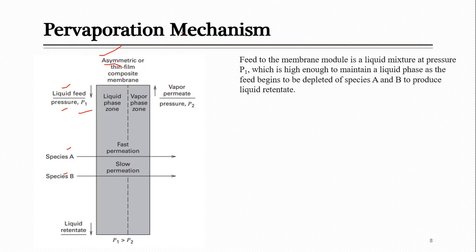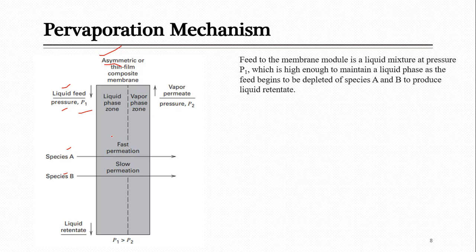And even when some components, like A and B, are removed through this, when the feed enters from this part and goes through this membrane, and on the other end it leaves, while it is passing along the membrane, some component will definitely diffuse through the membrane, which is A, and some part of B.